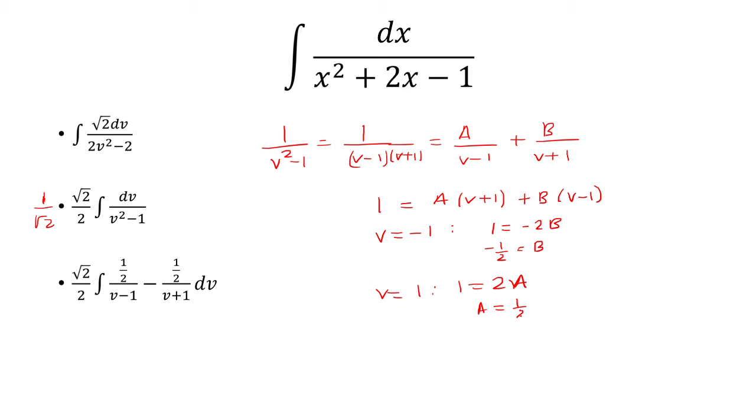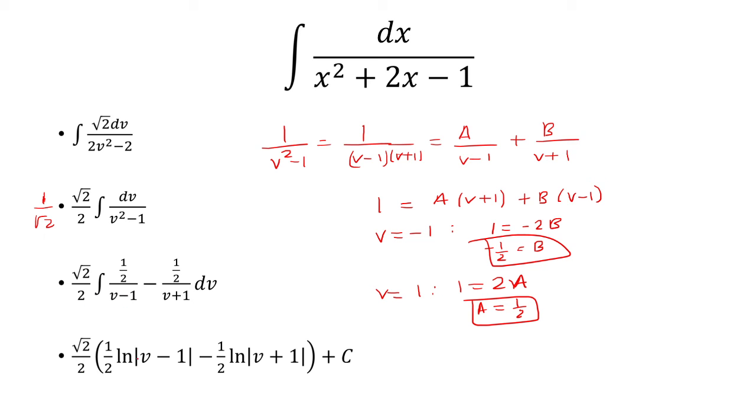Okay. So that's what I have over here. So that's how I got them. Okay, so then I can integrate each one of these, and it's just going to be 1/2 ln v minus 1, and then minus 1/2 ln v plus 1. And then don't forget to add the constant c.